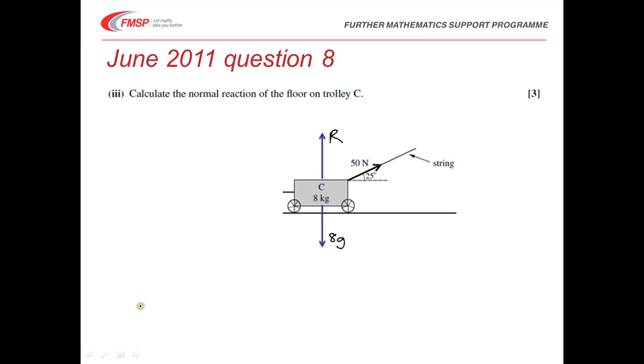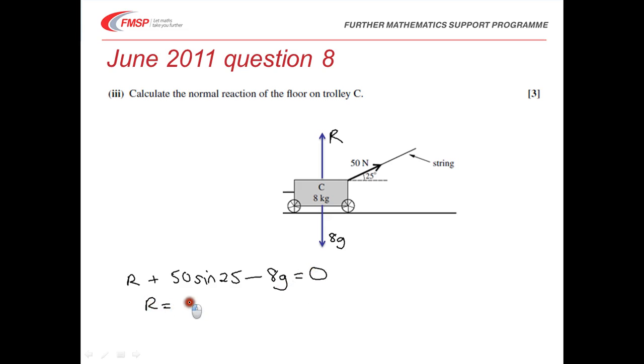So if we resolve vertically, we know it's not moving vertically, it's in equilibrium, and so we know that the resultant force will be 0. So upwards we've got R, and we've got 50 sin 25. The 8g is in the opposite direction, so it's minus 8g, and we know that the resultant of all of that is 0.